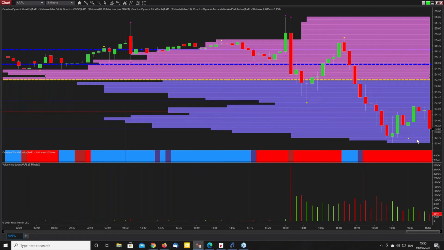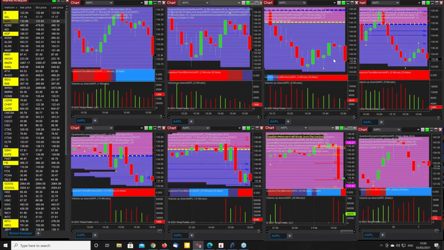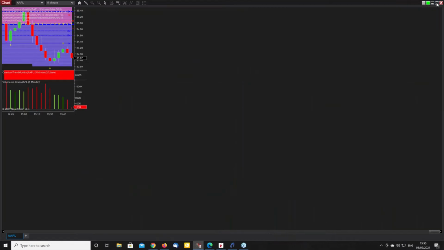So in terms of the support that is likely to come into play, there's very little here, certainly on that particular time frame. Let's go up to another one. Let's go up to the 5 here.